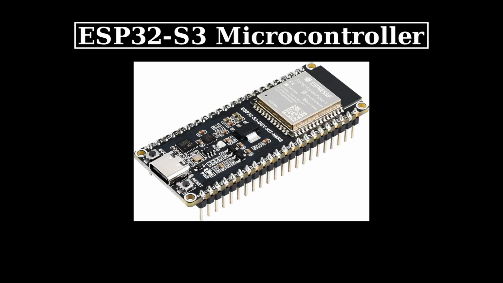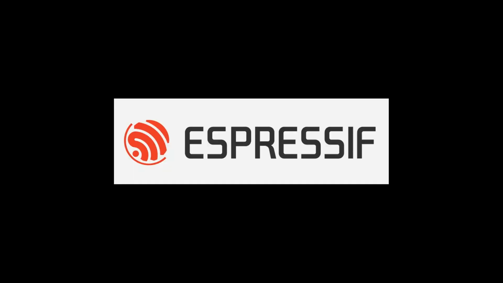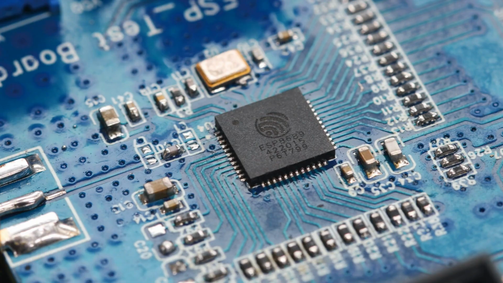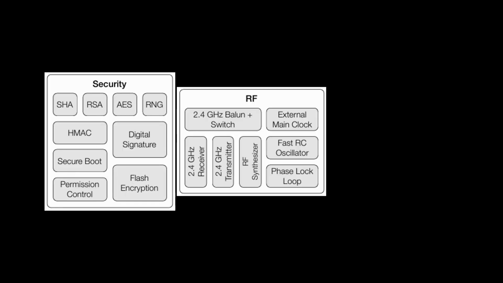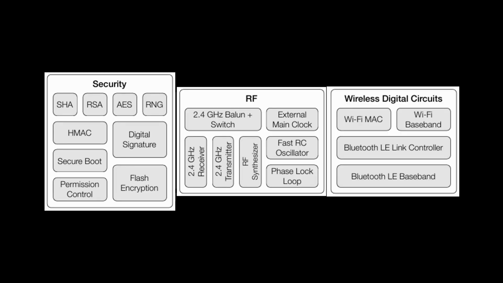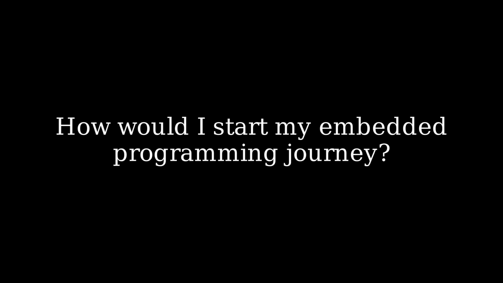Using C, we can create programs that accomplish small tasks using a microcontroller called an ESP32. The microcontroller comes with a number of capabilities, including all the peripherals you could ever want, security features, RF features, and wireless circuits for Wi-Fi and Bluetooth. So how do we use this microcontroller, and how can we start our journey as an embedded programmer?